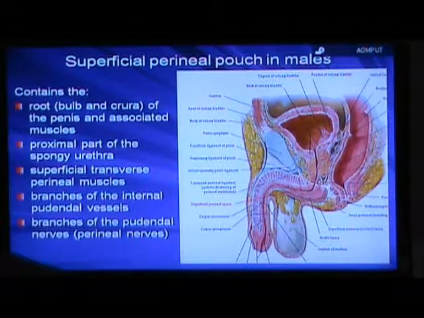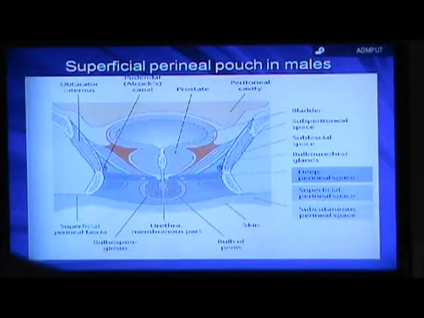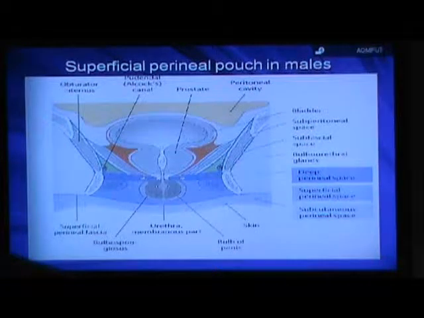So, the superficial perineal pouch in males contains the root or bulb and crura of the penis and associated muscles, the proximal part of the spongy urethra, the superficial transverse perineal muscles, the branches of the internal pudendal vessels, and the branches of the pudendal nerves. So the perineal nerves. So look, this is the superficial perineal space.